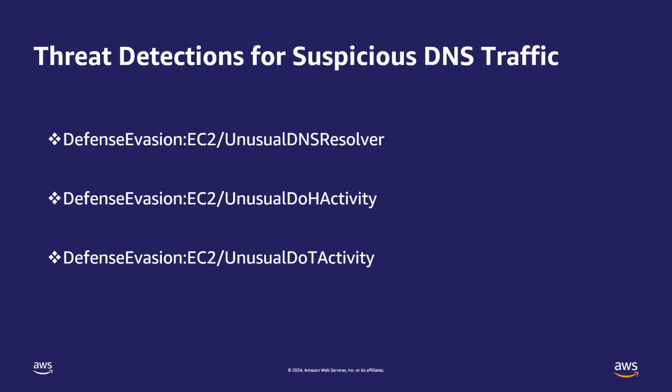GuardDuty learns the expected DNS traffic patterns for the AWS environment to only alert when the activity is suspicious and indicative of potential malicious activity. All three threat detections have a default severity level of medium. Now, let's briefly dive into each threat detection and its specific finding.